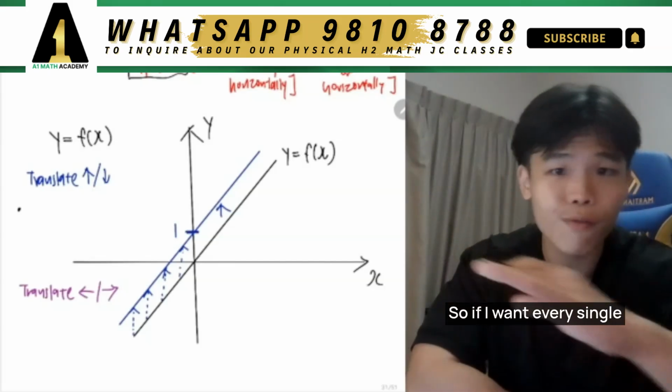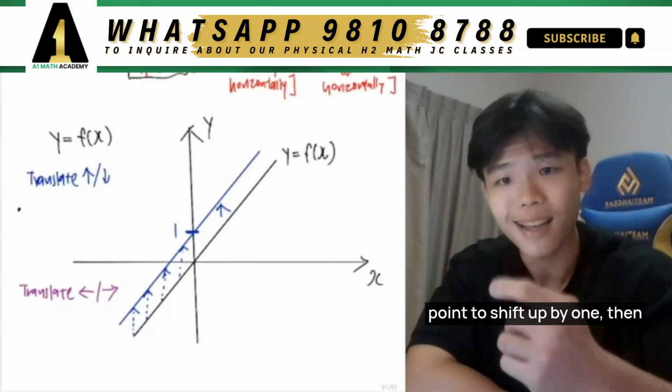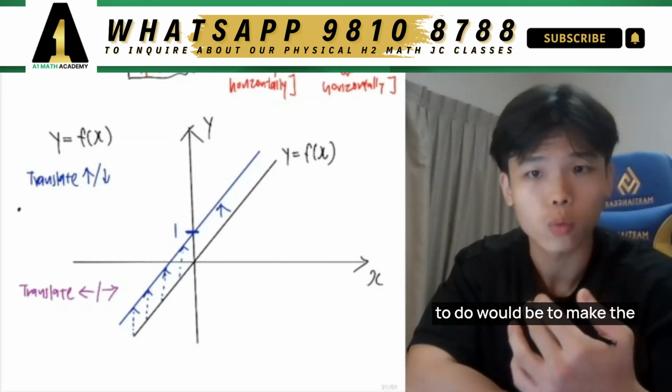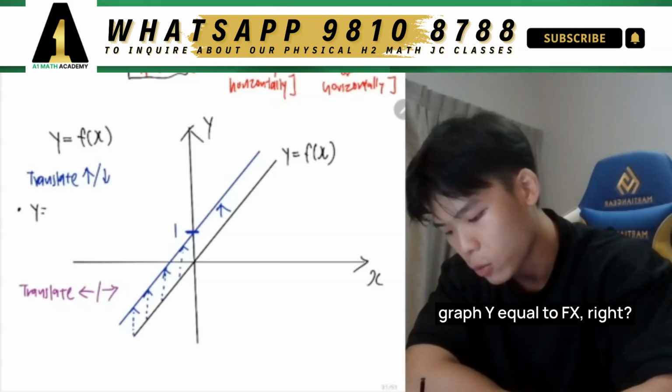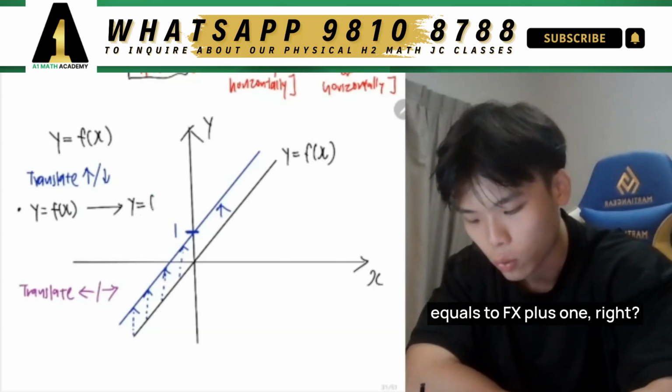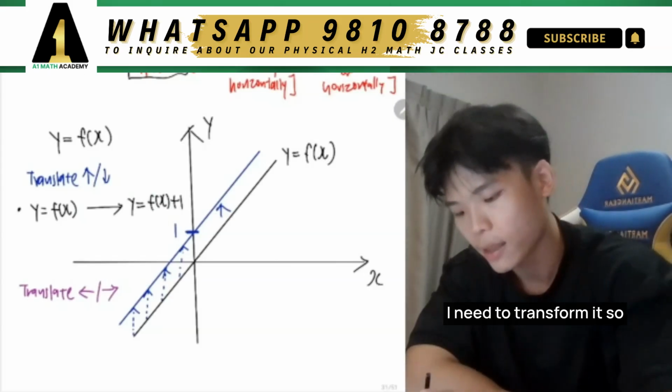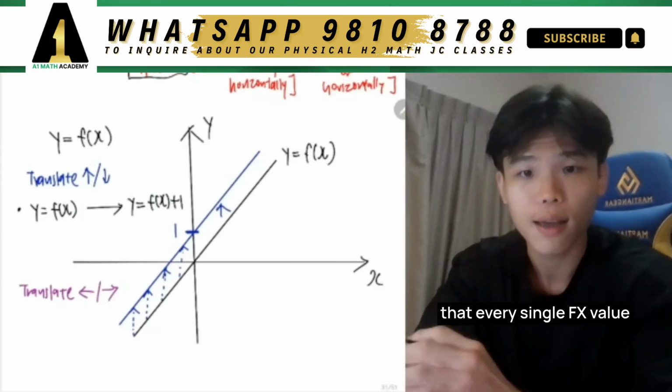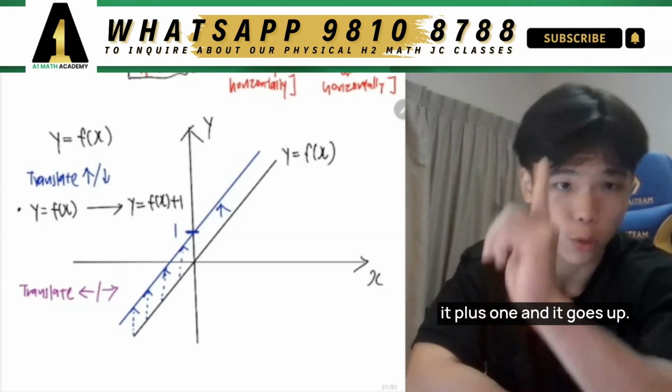If I want every single point to shift up by 1, then what that requires me to do is take the graph y equals f(x) and transform it to y equals f(x) plus 1. I need to transform it so that every single f(x) value has 1 added to it, and it goes up.